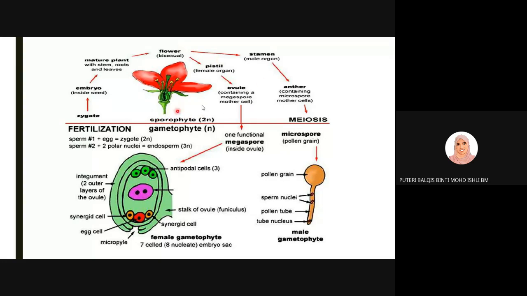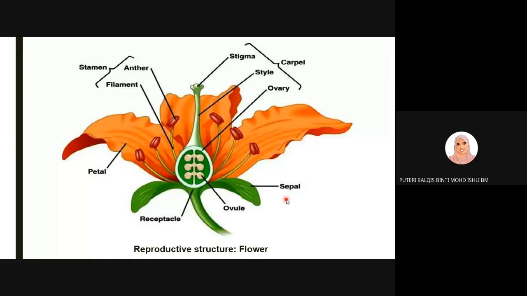So this is the sporophyte generation. Yang kat atas ni adalah sporophyte generation. It will produce megaspore mother cell and microspore mother cell, and then they will undergo meiosis, and then they will enter the gametophyte generation, which is the haploid generation. This gametophyte will produce gametes, which is the female gametophyte here and the male gametophyte here. Right? Okay.